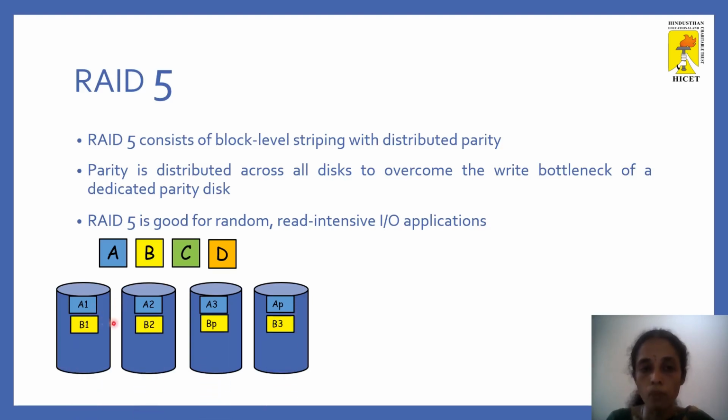And for B, block level striping is done and the parity will be stored on the disk, but instead of having a dedicated parity disk, the parity bits are distributed across the disks. So you have a distributed parity. For A, this parity is located in this disk, and for B you have it here, and for C here, and for D here. So the parity is distributed across the disks. That is the main advantage of RAID 5. There is no dedicated parity disk needed for implementation of RAID 5.